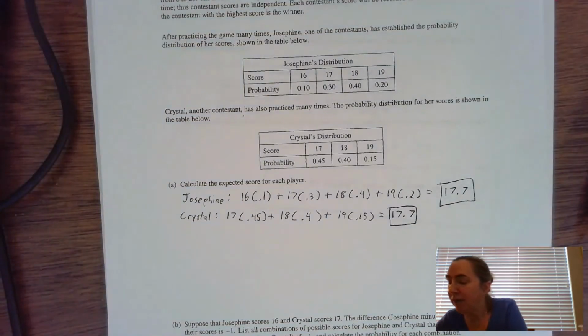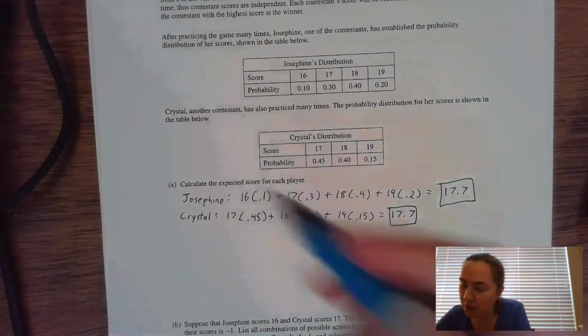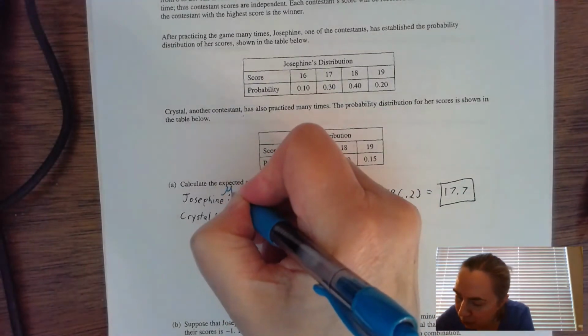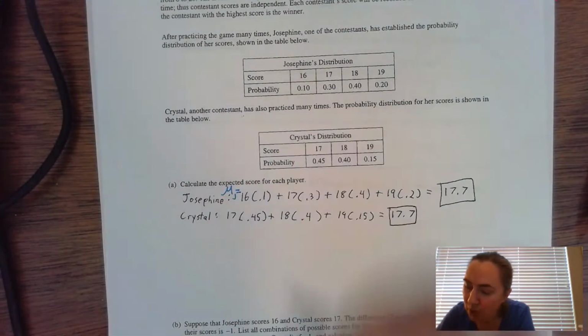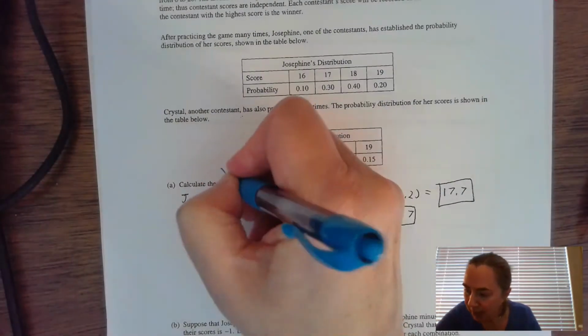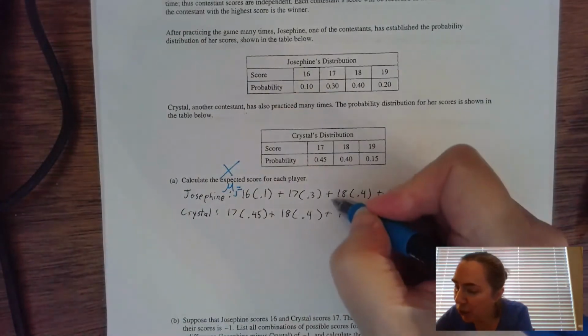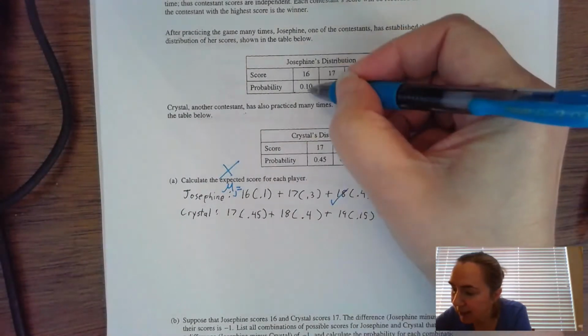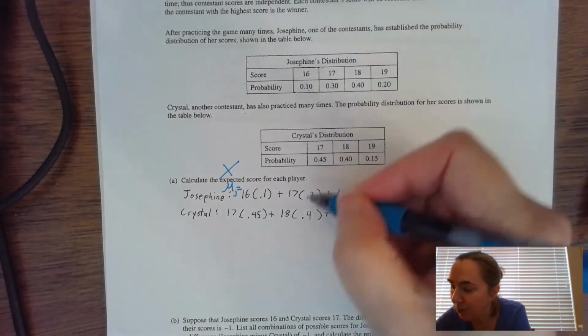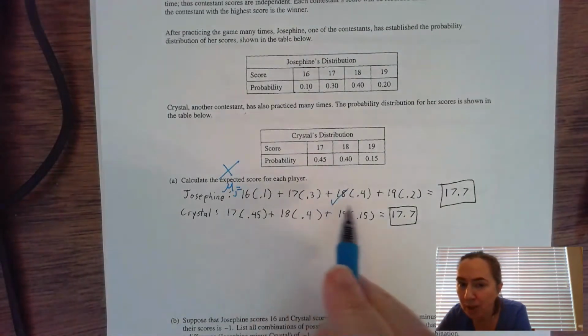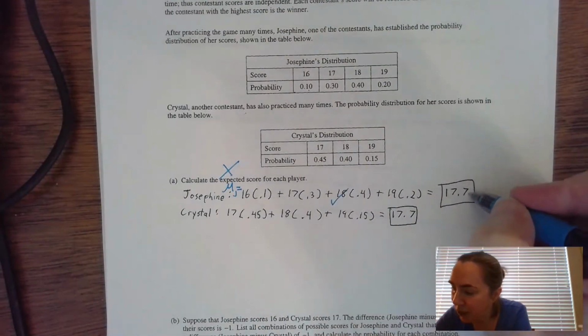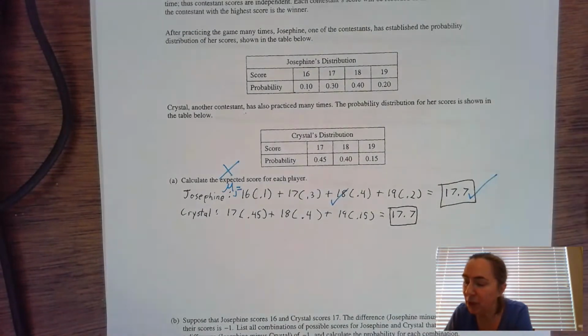Okay, so to get full credit for Josephine, the first thing that I would prefer to see is mu sub j equals, I need a symbol, the sum of x times P of x. The work is shown, multiply 16 times 0.1 plus 17 times 0.3 and so on. So the work, the setup is shown, and the answer is 17.7 for Josephine.